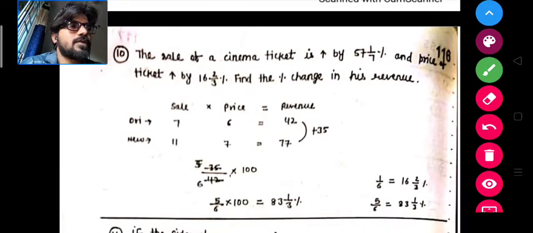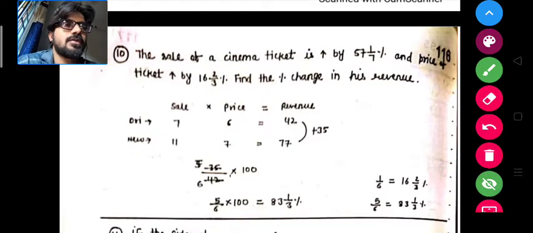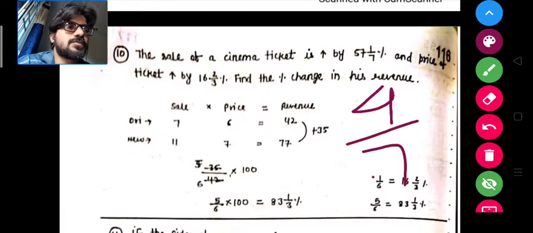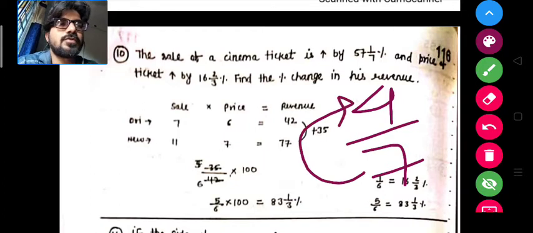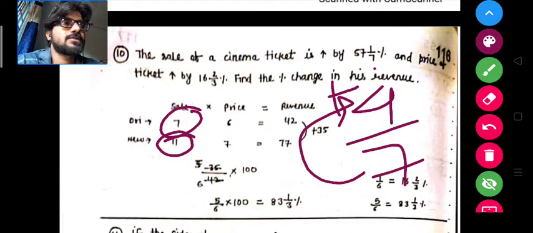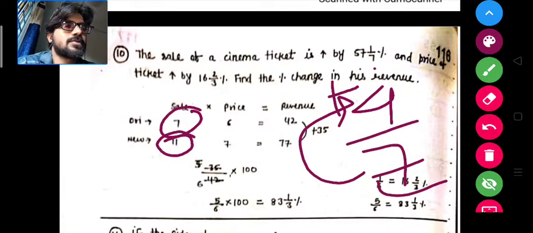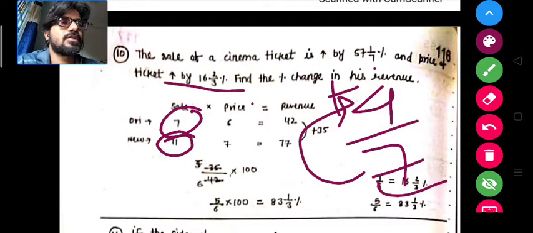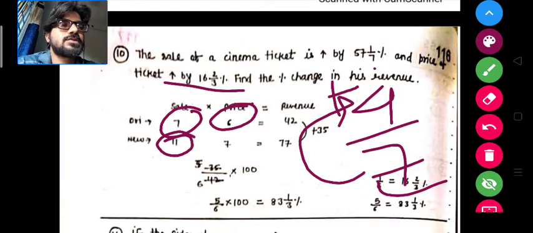So 5/7, 1 by 7% is 4 by 7, you know, by table. So from 7 it becomes 4, it becomes plus 4, 7 plus 4, 11. So the sale was 7 tickets. Now 11 tickets have been sold, and the price is decreased by 16 2 by 3%, which means 1 by 6. So from 6 it became 7.